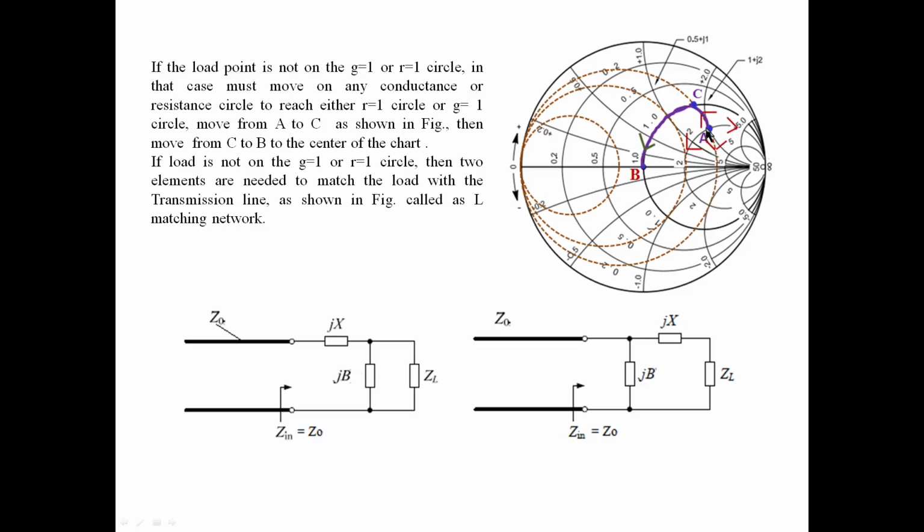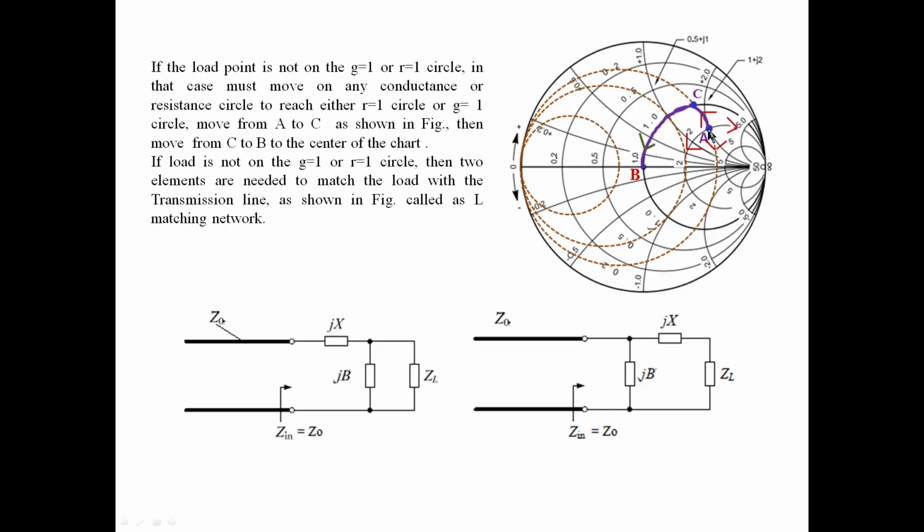But you see here in this case, whether you move on the conductance circle clockwise or anti-clockwise, you do not reach this position. Similarly from here, if you move in this direction or this direction, we are not reaching this position. Is that correct? Either you move on the resistance circle clockwise or anti-clockwise, we are not reaching this center of the Smith chart.